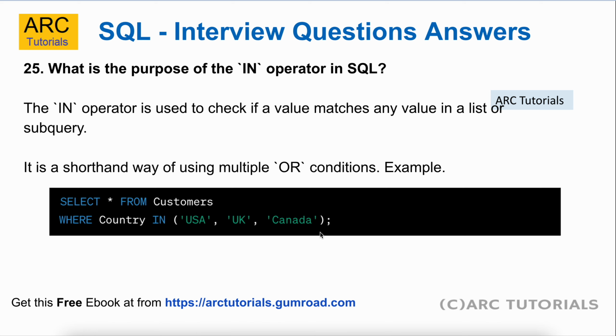What is the purpose of the in operator in SQL? The in operator is used to check if a value matches any value in a list or subquery. It's a shorthand way of using multiple OR conditions. So take a look at the example here. You're writing select star from customers where country in USA, UK or Canada. So it will fetch you all the customers who are in any of these. It's an OR condition, so it will get you all customers who are in USA, UK and Canada.